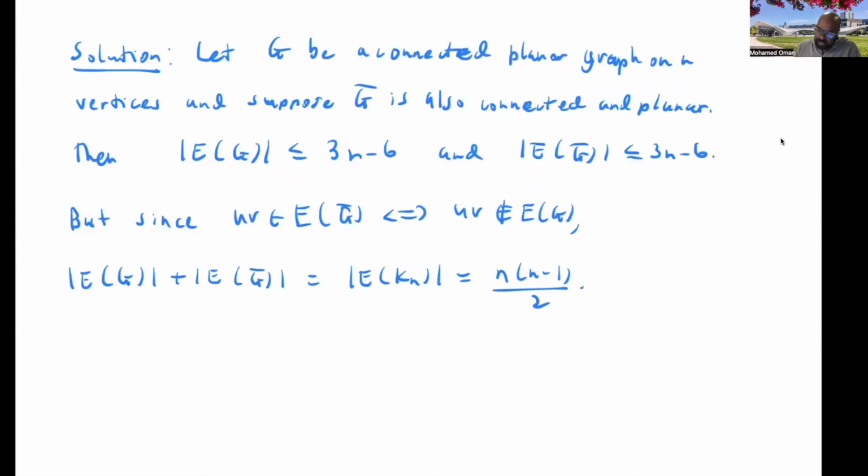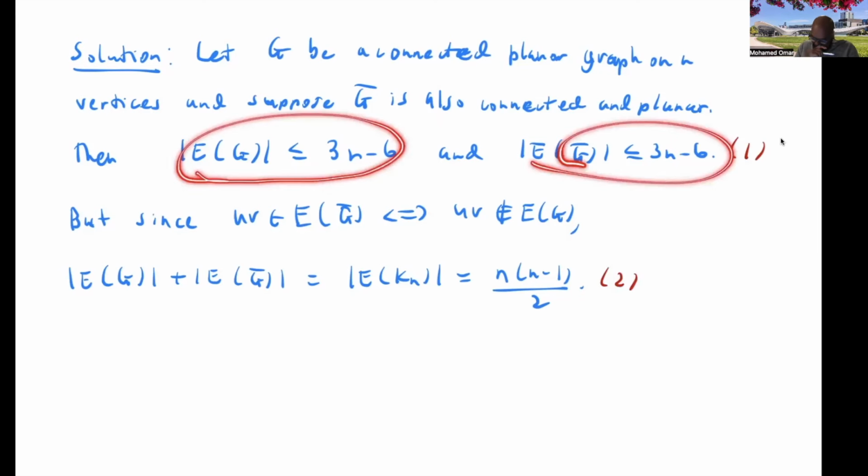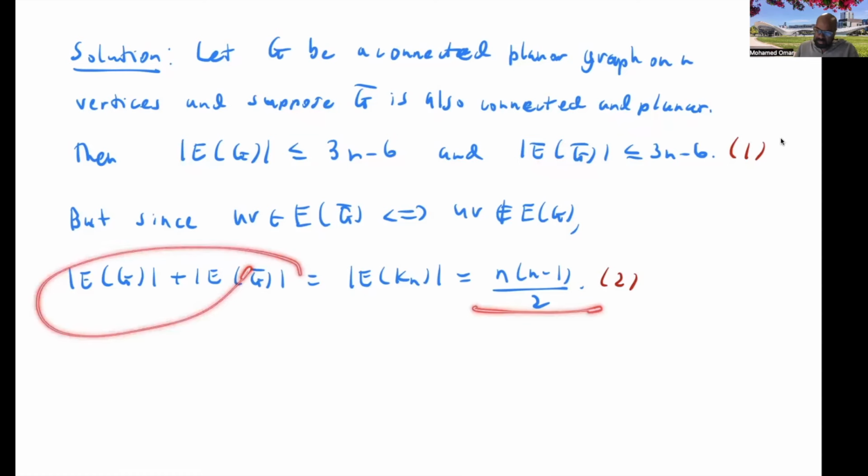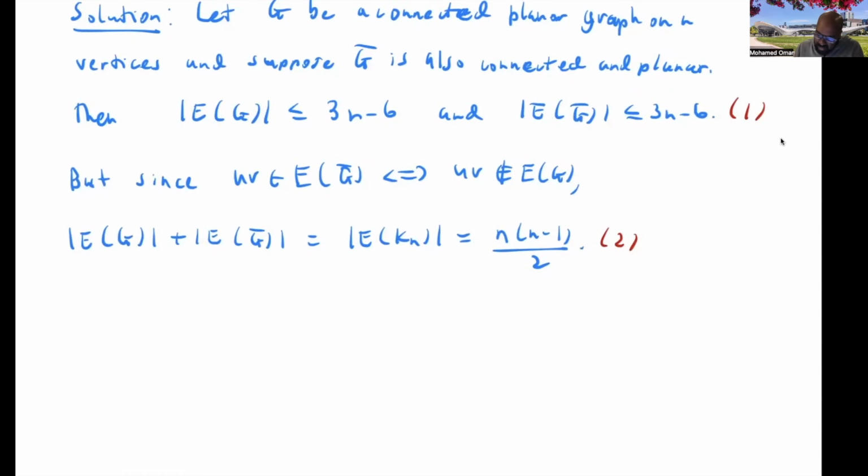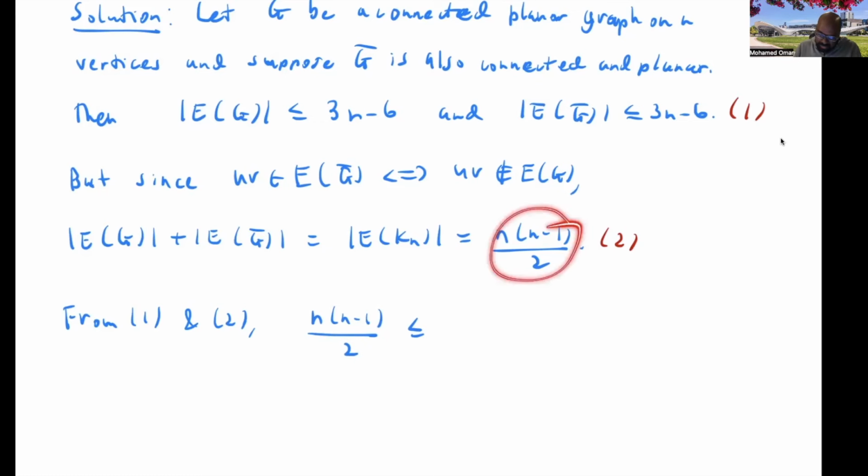Okay, so if we put these together, let me call this set of inequalities 1 and this 2. Here we have an upper bound on this, an upper bound on this, and then we know exactly what their sum is. So from 1 and 2, if these are both connected planar graphs, we're going to have that the quantity n times n minus 1 over 2 is less than or equal to the sum of these two, which is 6n minus 12.